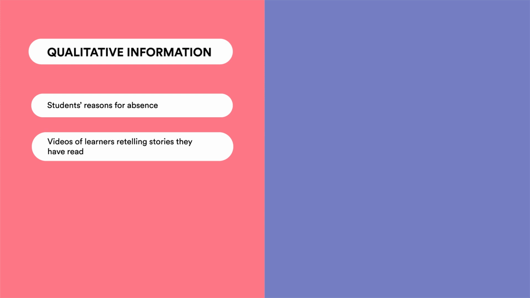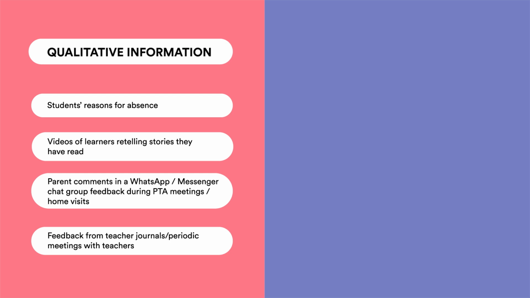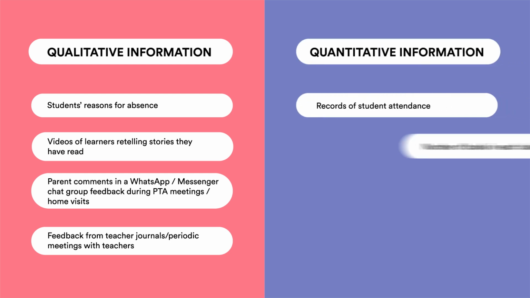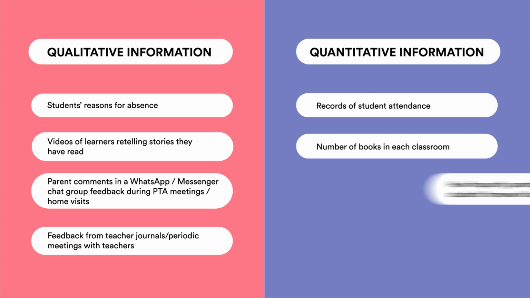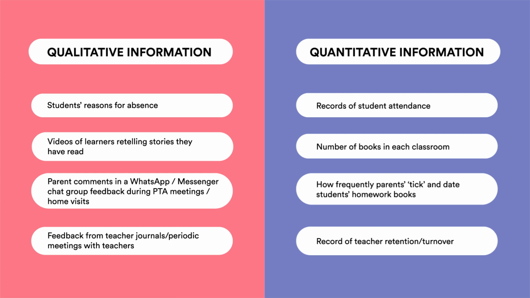Qualitative information: students' reasons for absence, videos of learners retelling stories they have read, parent comments in a WhatsApp Messenger chat group, feedback during PTA meetings, home visits, feedback from teacher journals, periodic meetings with teachers. Quantitative information: records of student attendance, number of books in each classroom, how frequently parents tick and date students' homework books, record of teacher retention and turnover.